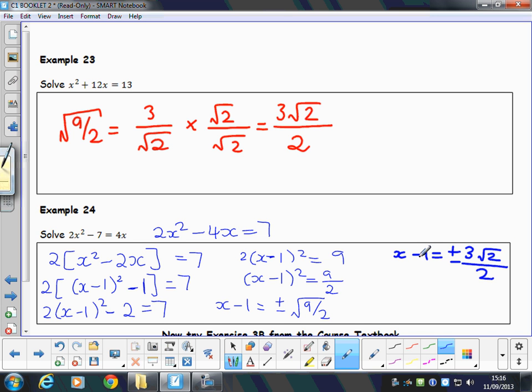Okay, so I've still got x minus 1, so I need to add 1 on both sides. So x is equal to 1 plus or minus 3 root 2 all over 2.